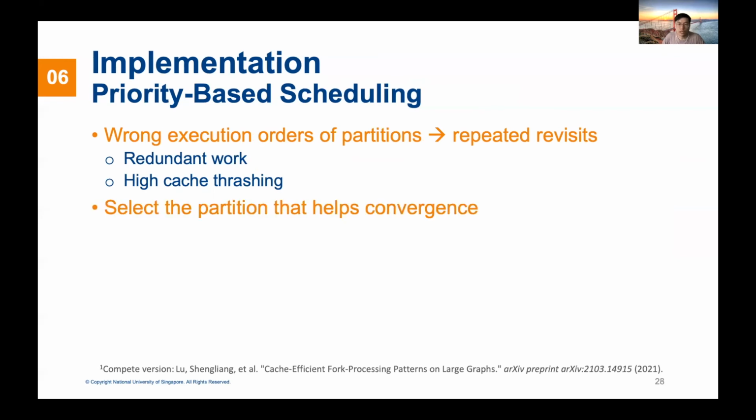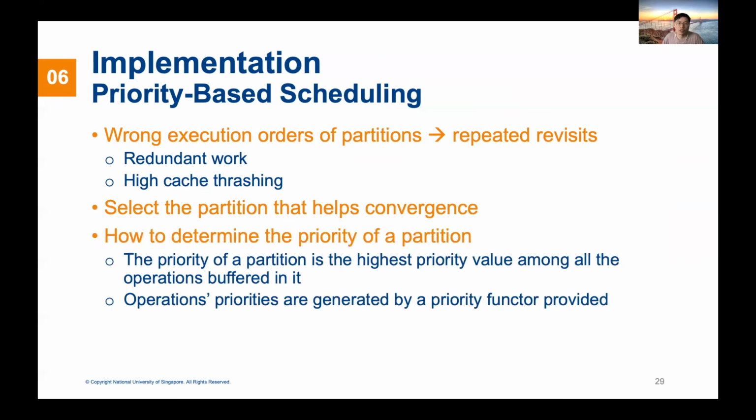Our goal is to select a partition that helps the processing quickly converge. We then propose a priority-based scheduling to give such partitions higher priorities. The priority of a partition is the highest priority value among all the operations buffered in the partition. Operation priorities are generated by a priority functor provided by the user. For example, in landmark labeling, the FPP queries are single source shortest paths. Therefore, the priority functor is just checking which operation is carrying a shorter path.